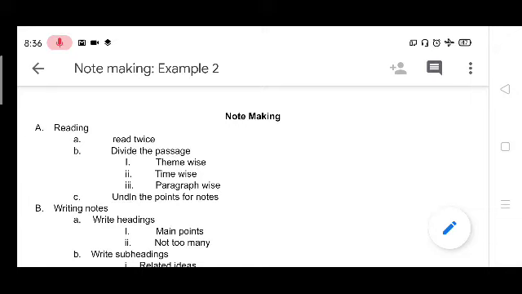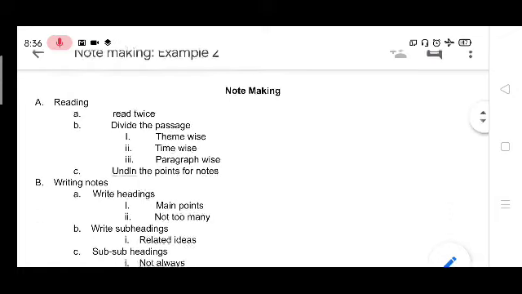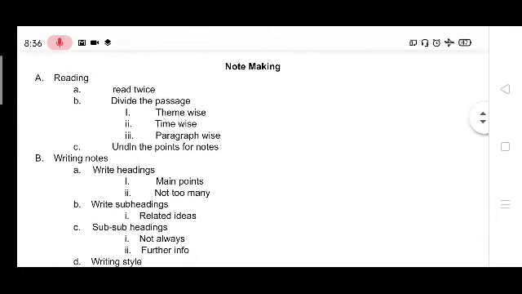And then next is divide the passage. As I have divided this procedure of note making into three stages, similarly you can divide whatever passage you have got for note making. You can divide it theme wise, you can divide it time wise, you can divide it paragraph wise, and then you have to give the passage a second reading, and this time you have to underline the points for the notes. So this is how we have written notes on the first stage, which is reading a passage.